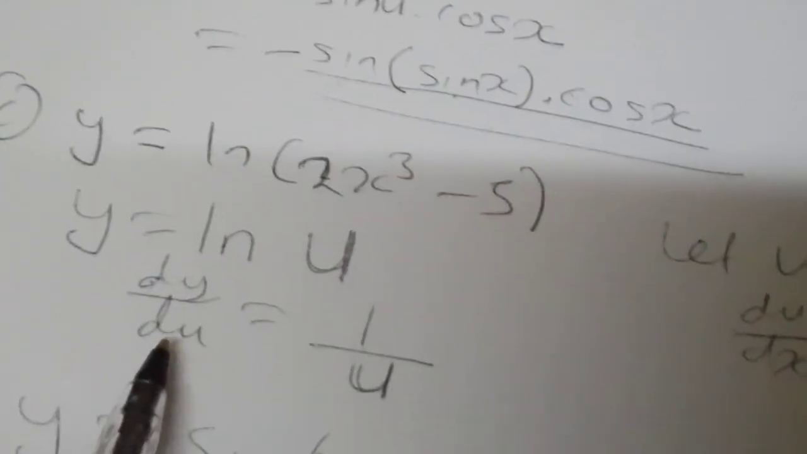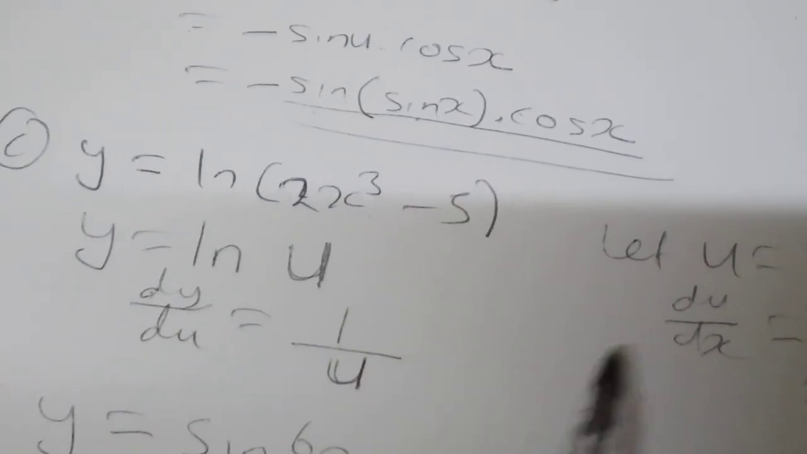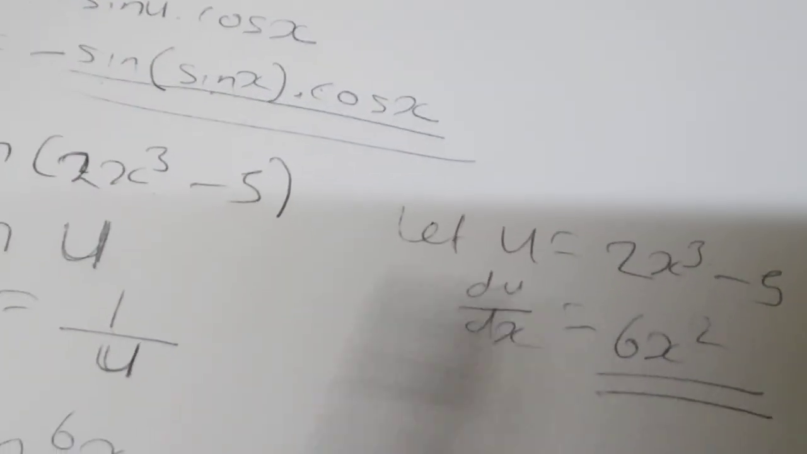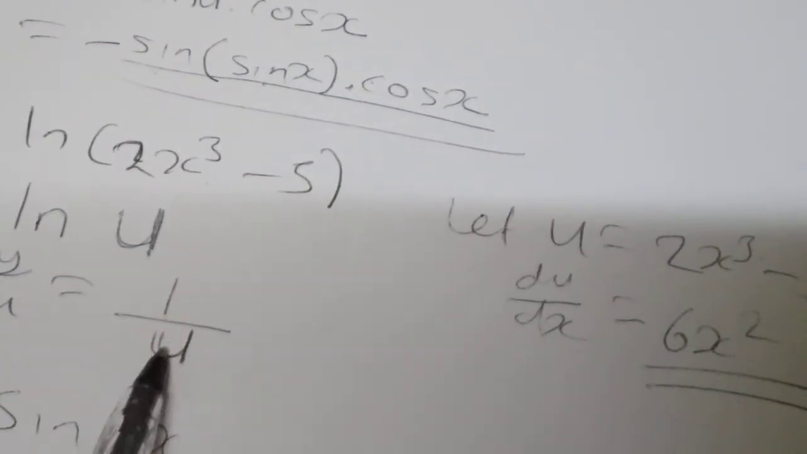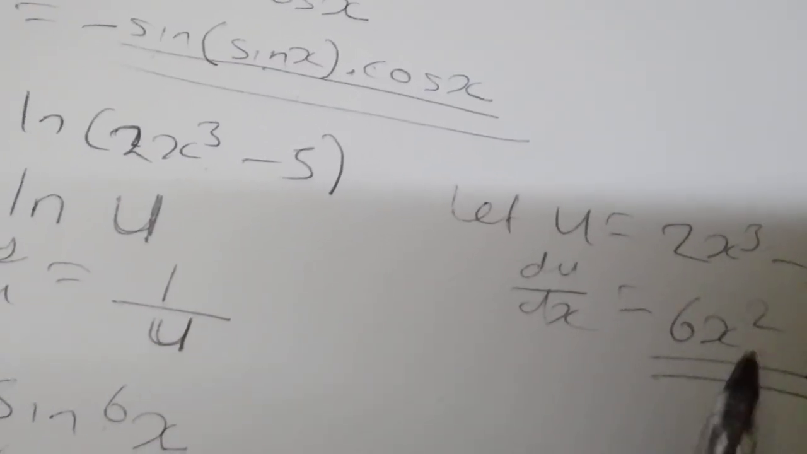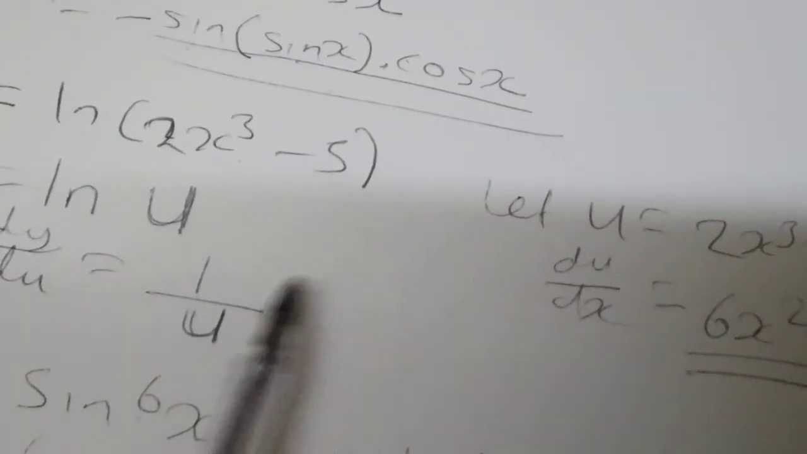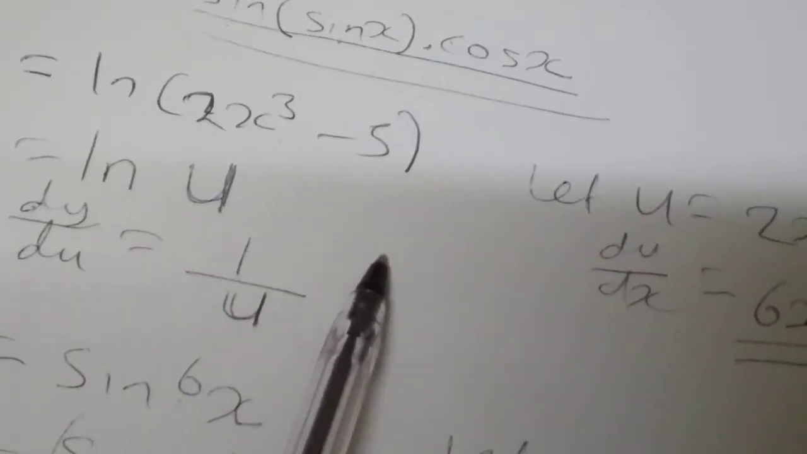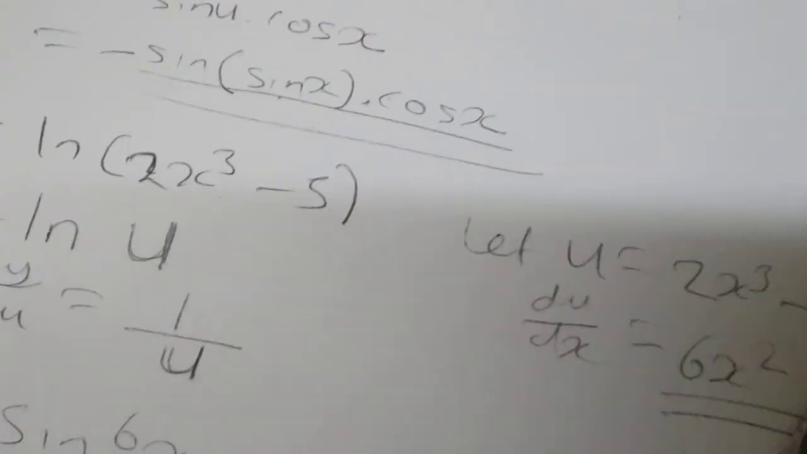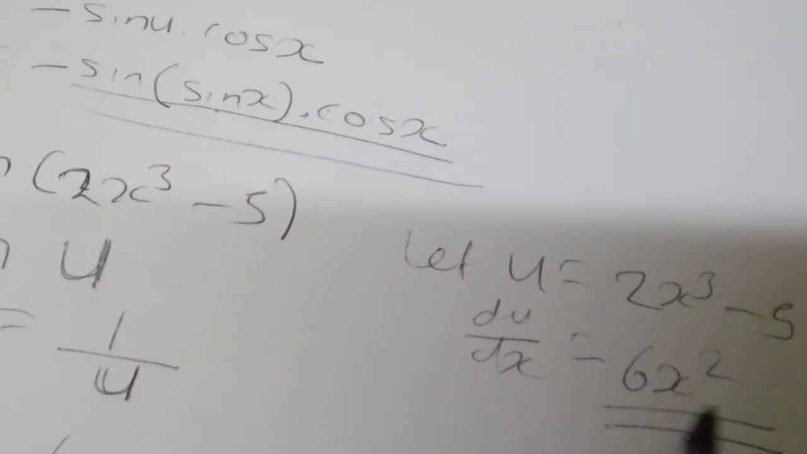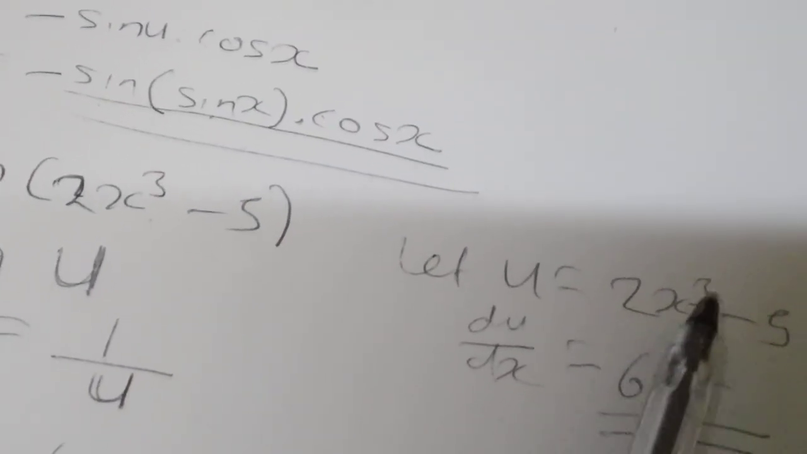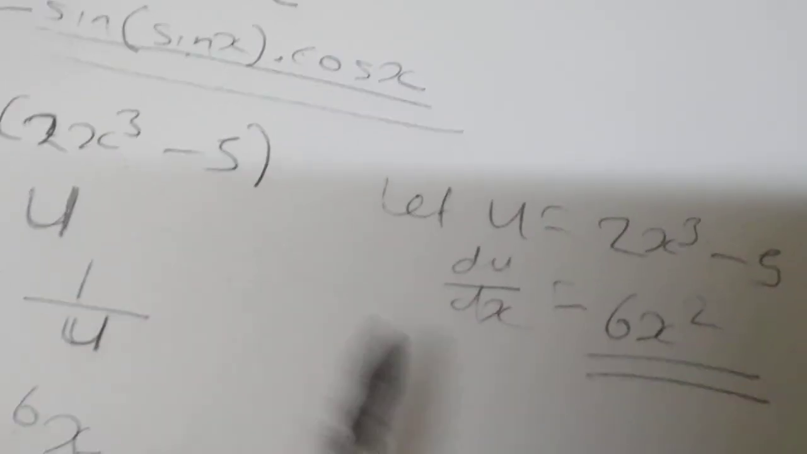Now we go to part C. So our part C, our dy over du is 1 over u, and du over dx is 6x squared. So you have to multiply these two. So this is a fraction and this is a whole number. So if you multiply this, our 6x squared will be on top. So you're going to have 6x squared over u. Now, you recall that u is equal to 2x cubed minus 5. So this will simply be 6x squared over 2x cubed minus 5. Then you have answered.